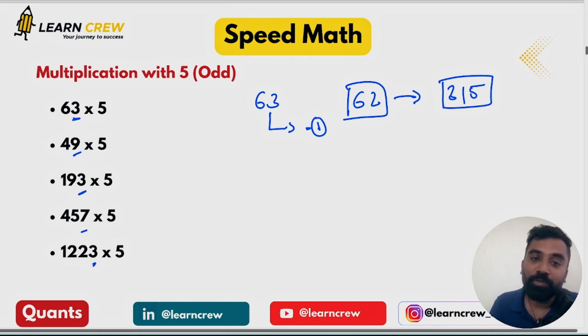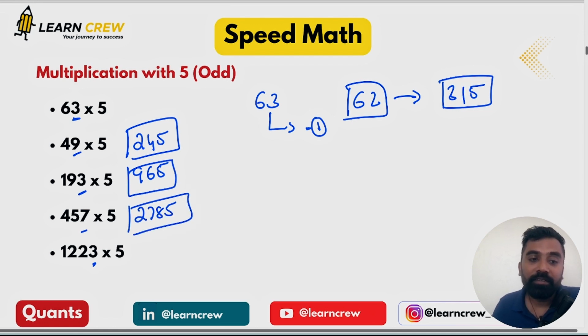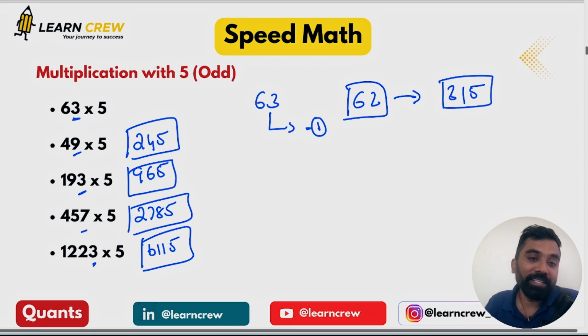What is 49 minus 1? 48. Half of 48 is 24. Add a 5 in the end. Half of 192 is 96. Add a 5 in the end. Half of 456 is 228. Add a 5 in the end. Half of 1222 is 611. Add a 5 in the end. So this is how you do the speed math multiplication with 5 with the numbers which are ending with an odd number. Okay. So this is the next important thing. So hope this concept is clear.